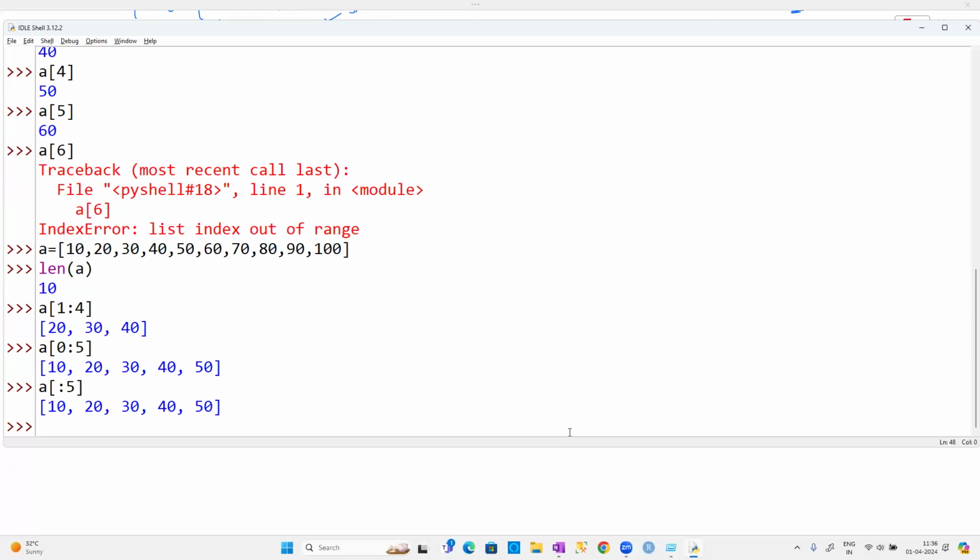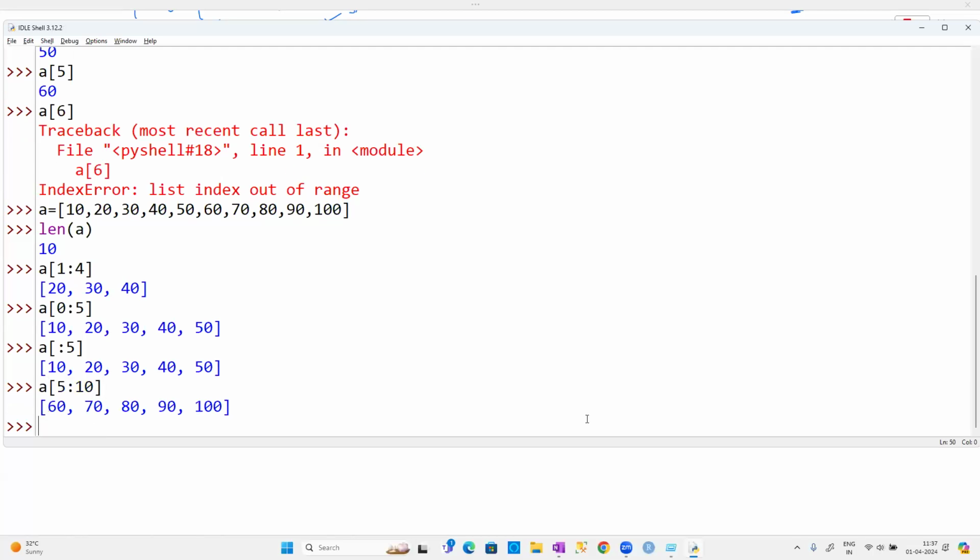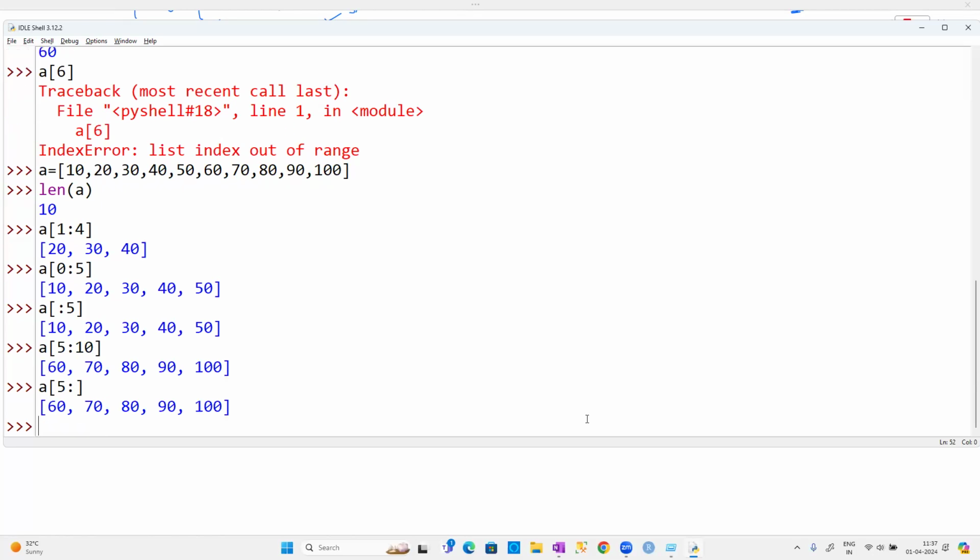After that, if I want to start from the 5th element, how do I do that? Starting from the 5th index means I want to start with the 6th element, guys. That would be A of 5 to 10. Instead of writing 5 to 10, you simply say 5 colon, and it goes up to 60, 70, 80, 90, 100, including the last element also, guys. Why? Because we didn't specify the last position. So we get everything up to and including the last element.